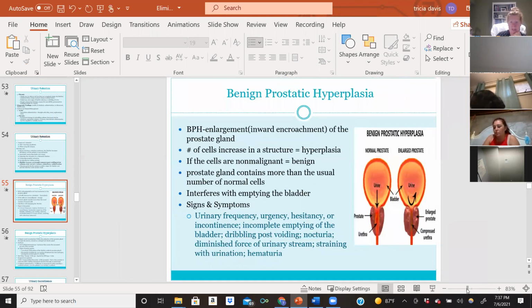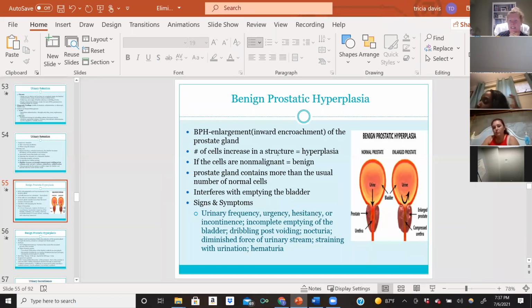So BPH. So this is when the number of cells increase in a structure. We call that hyperplasia. If the cells are non-malignant, it's benign. So this is benign prostatic hyperplasia. So the prostate gland is going to contain more than the usual number of normal cells. This elevated number is going to interfere with the emptying of the bladder. So some of the signs and symptoms you will see: urinary frequency, urgency, hesitancy, or incontinence. You also may see incomplete emptying of the bladder. So they're going to have that residual urine left in their bladder.